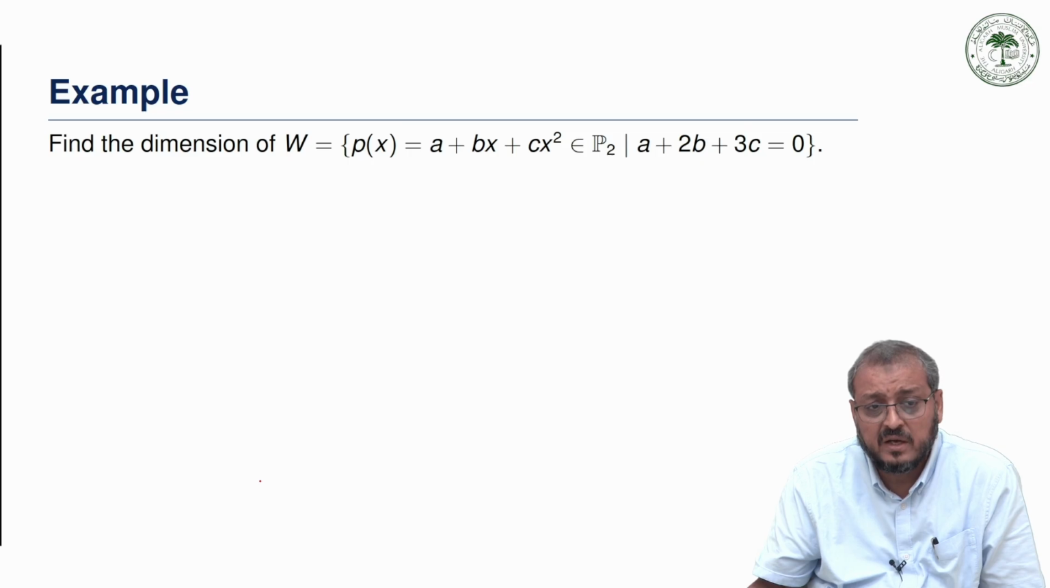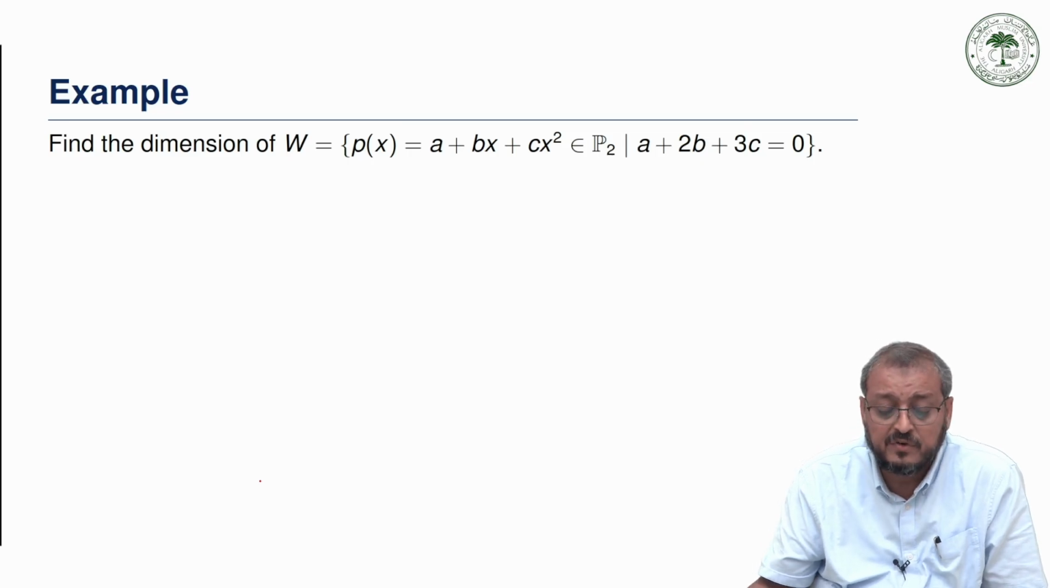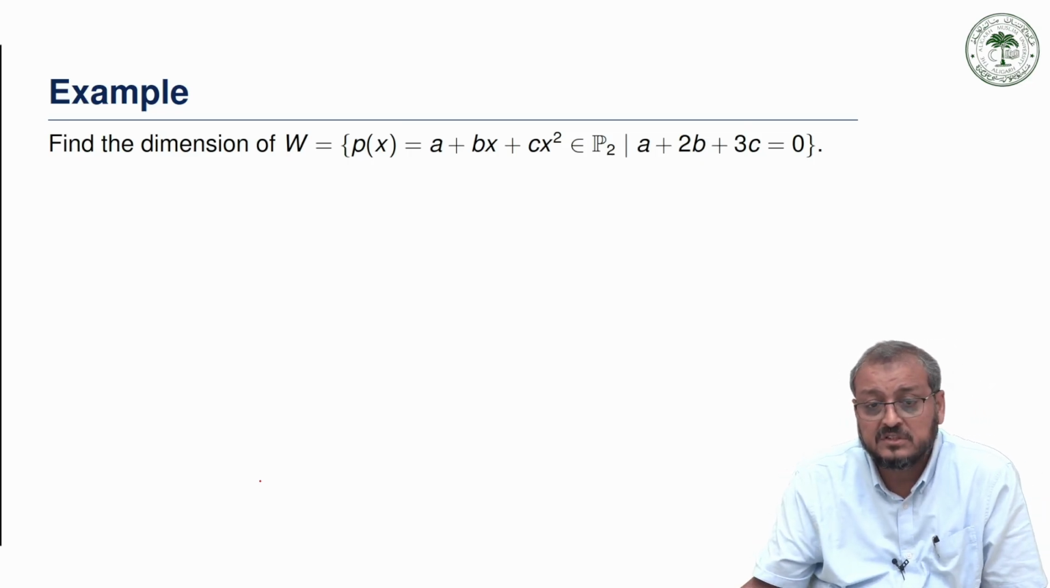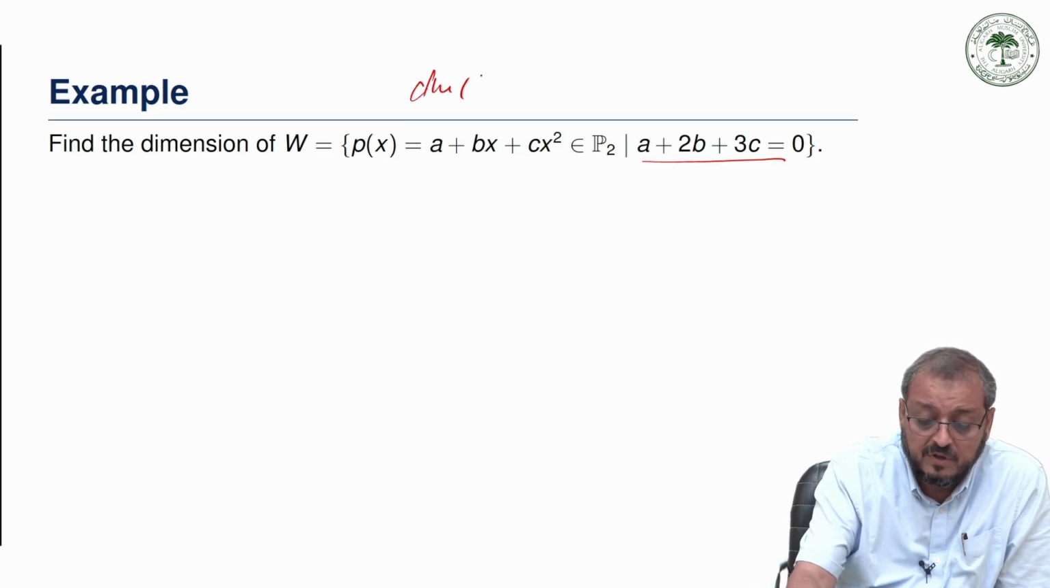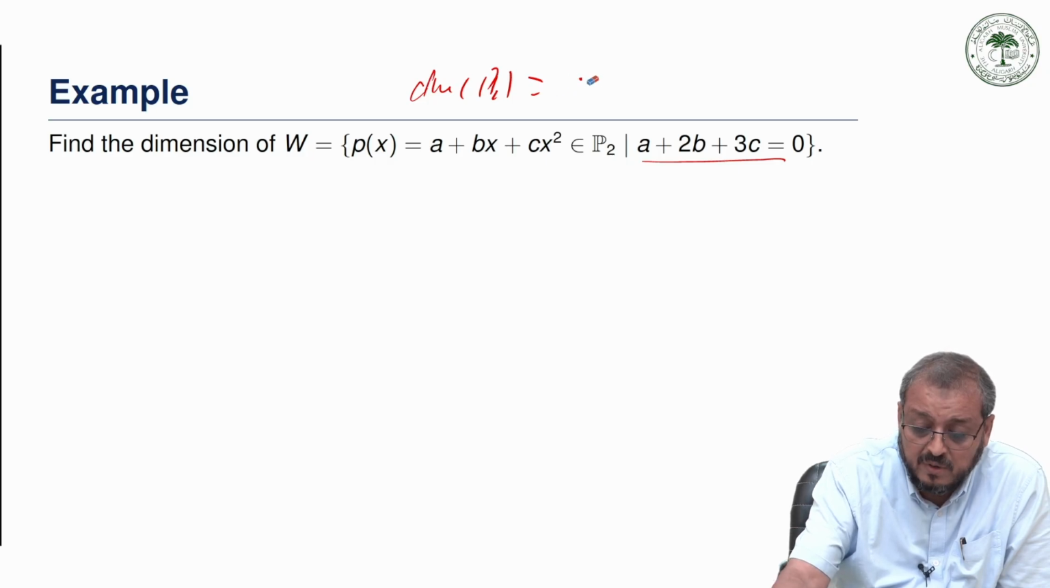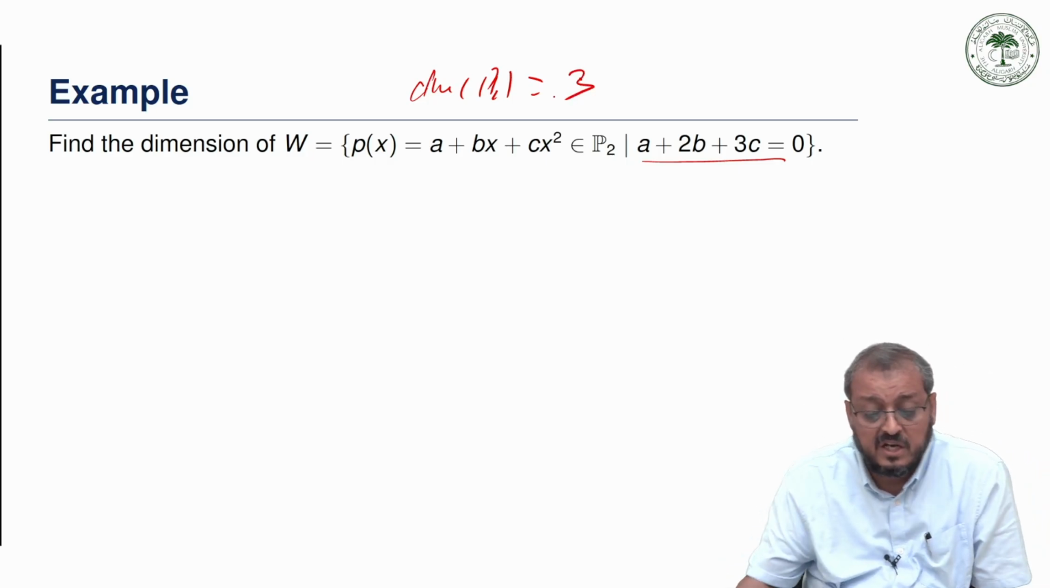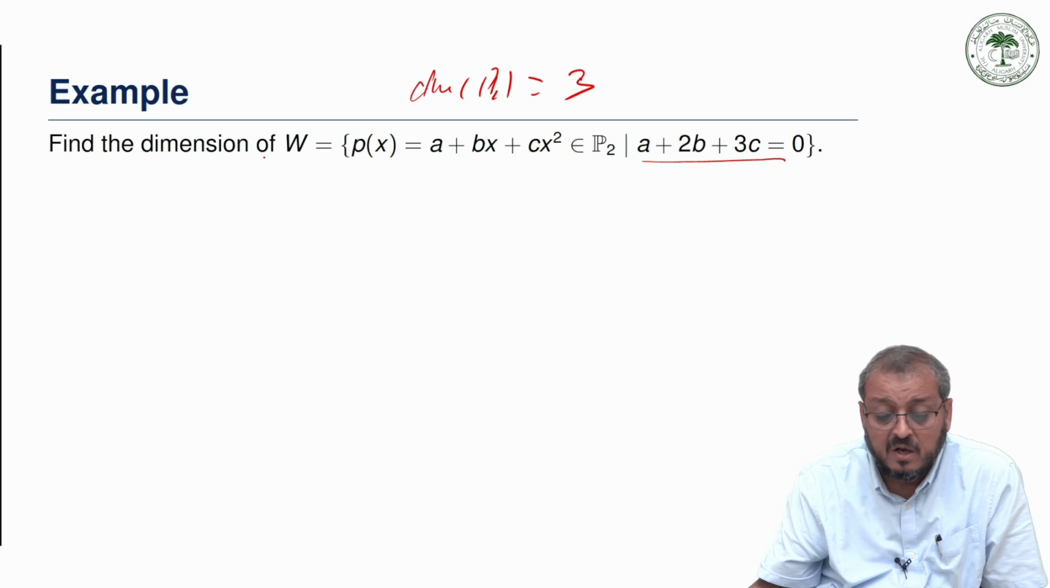In this example, find the dimension of W, which is a plus bx plus cx square, with this condition. Now you know that the dimension of P2 in general is equal to 2 plus 1, which is 3, we have 3 elements in the basis. Now we try to find the dimension of W.